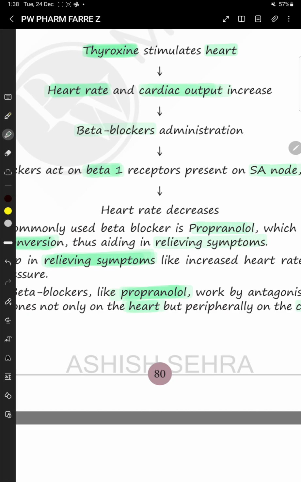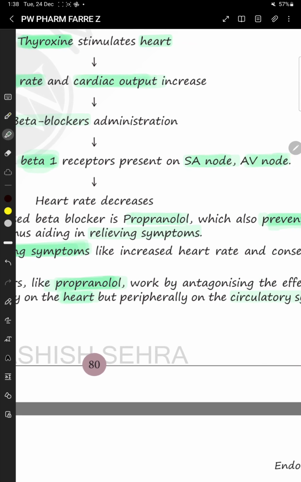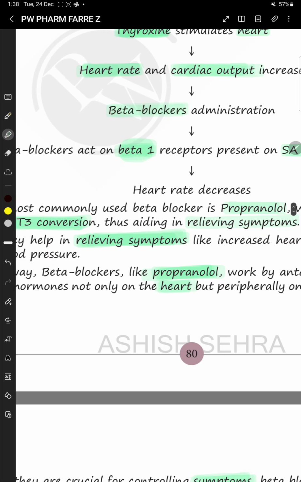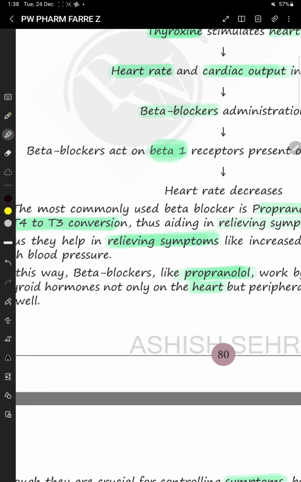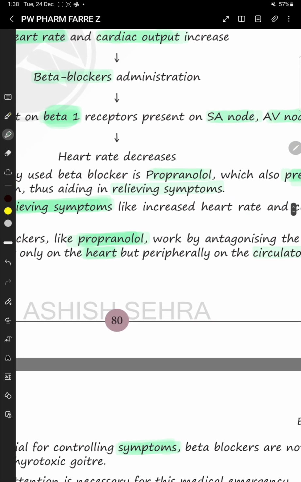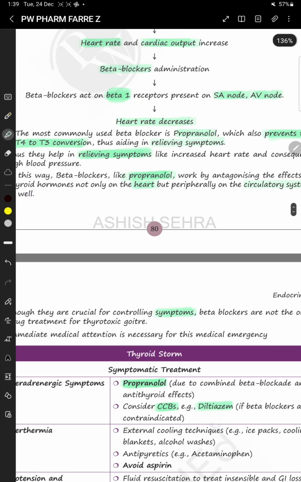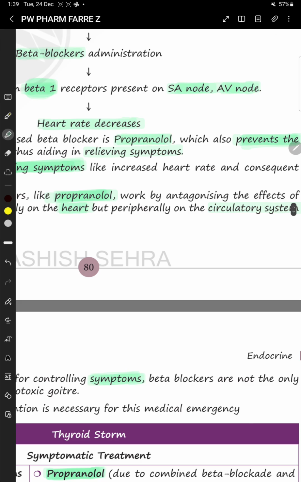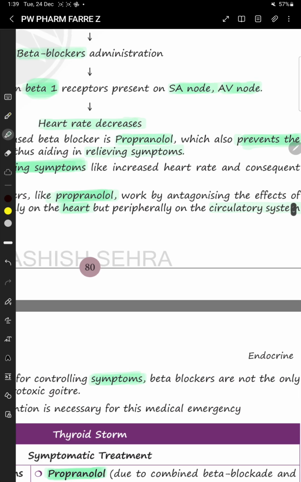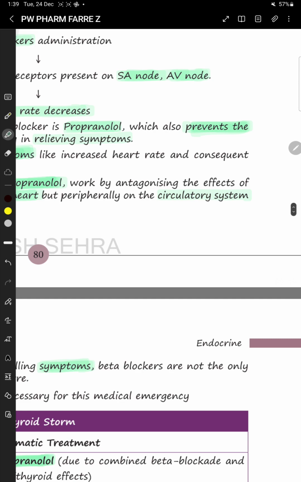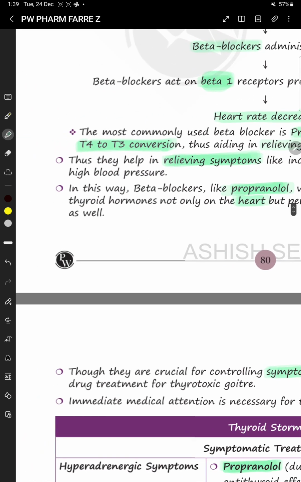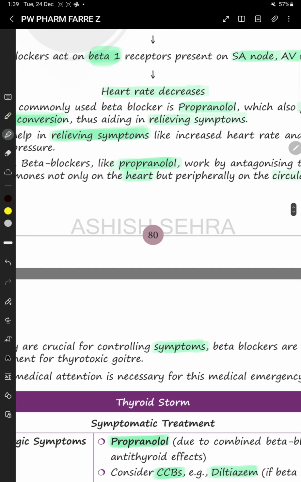These beta blockers will block the beta 1 receptors present on the heart, in the SA node and AV node. This will lead to a decrease in the heart rate. The most commonly used beta blocker is propranolol. First of all, it acts on the heart, decreasing heart rate and cardiac output. It also prevents the conversion of T4 to T3, and this helps in relieving the symptoms of thyroid storm.